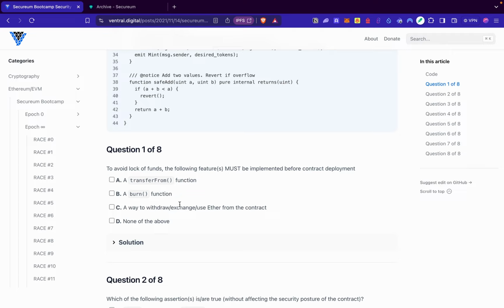C. A way to withdraw, exchange, or use Ether from the contract. Now, this would help to avoid lock of funds because then we'll have a way to extract Ether from the contract. This could be implemented by adding some admin privileges or adding some ownership to the contract. So this is going to be true. D. None of the above. So this is false because C is true. So the answer for this is C.